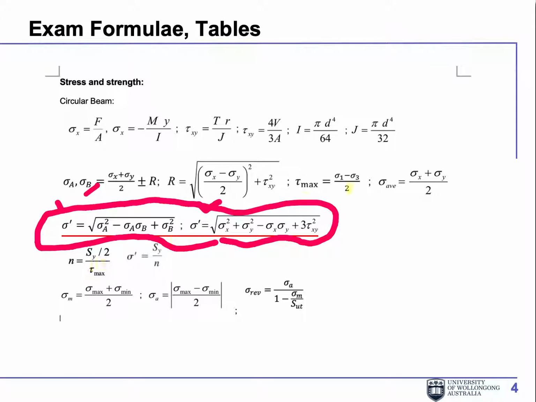Okay, so this is the equation we have. Obviously this is the derived one. If you know sigma x, sigma y, and the tau, you can directly put the numbers in and you get the result.